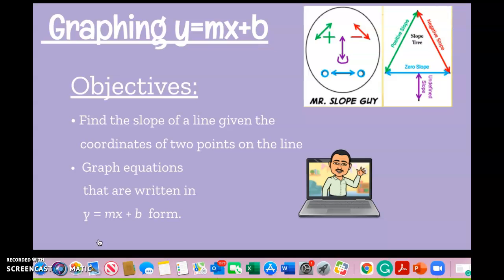Graphing y = mx + b. The objectives: find the slope of a line given the coordinates of 2 points on a line. Graph equations that are written in the form of y = mx + b. And here we have a picture of Mr. Slope guy, who you will be becoming more familiar with as we cover this topic throughout the week.